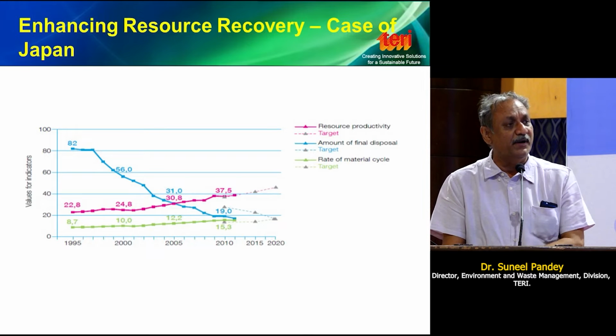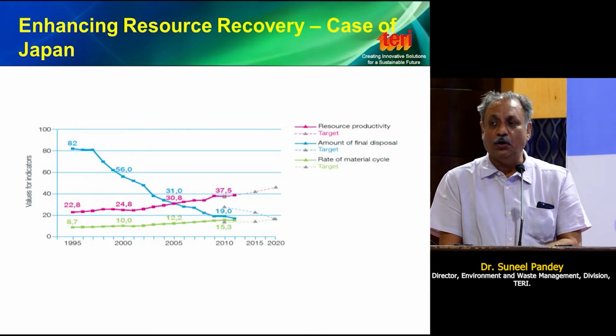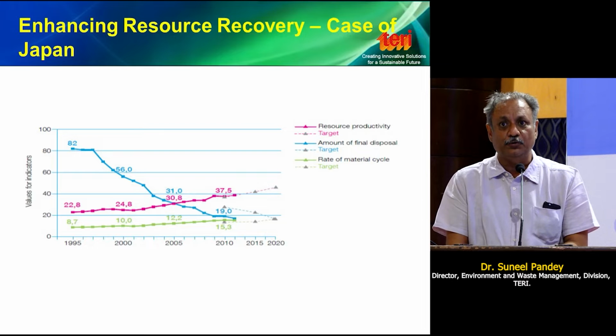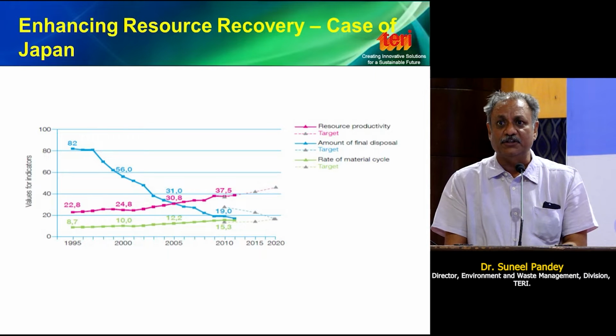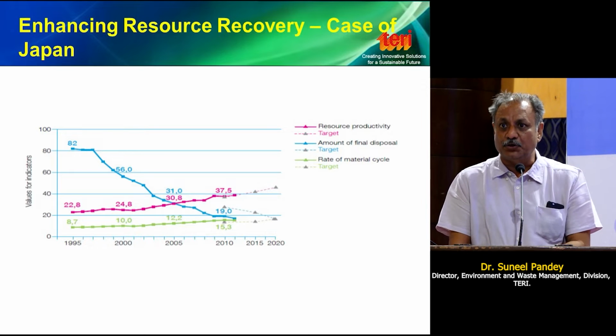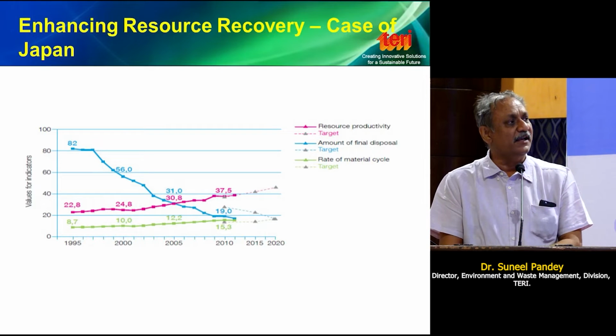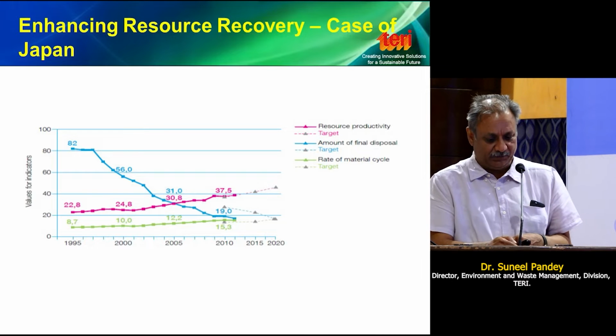And this is a good example from Japan, which shows how Japan has been able to do this, adopting low carbon technologies, adopting green production processes, maximizing resource recovery and recycling, and also ensuring that minimum goes to the landfill for disposal.